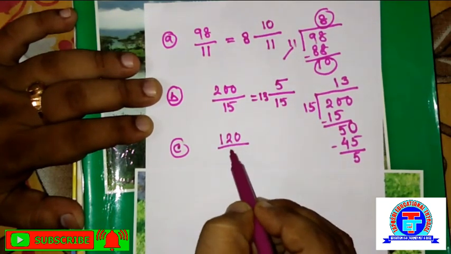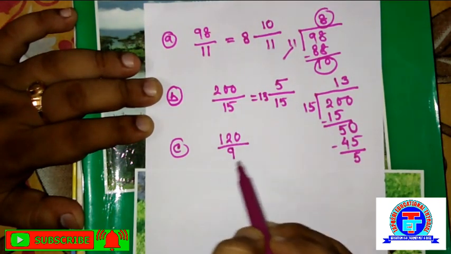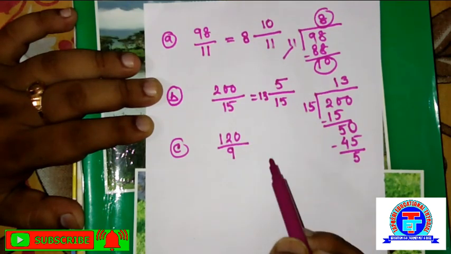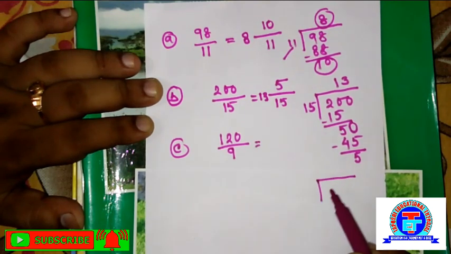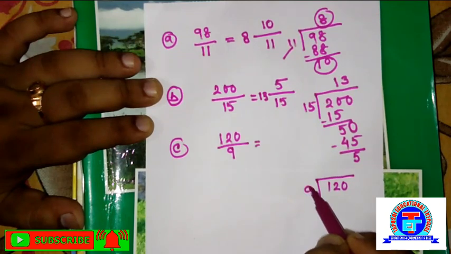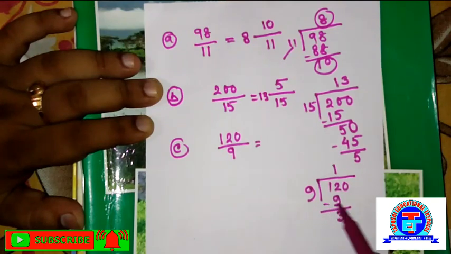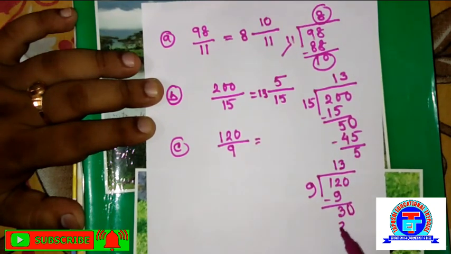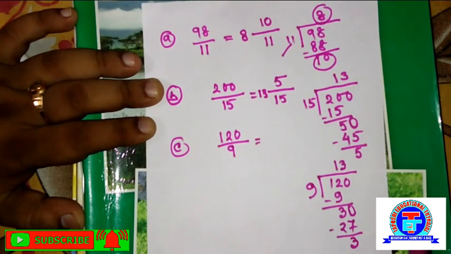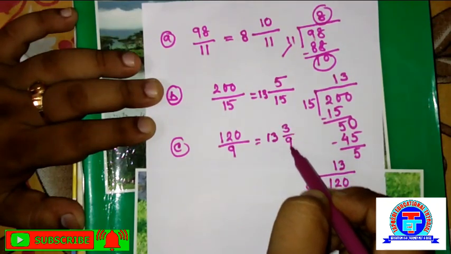120 divided by 9, right? So it is an improper fraction and now we convert it into a mixed fraction, the same way that we solved the previous problem. So we write here 120 and 9. So 9 times 1 is 9, and this gives 3. Okay, and bring down the 0. Now 9 times 3 is 27. 3 remains here, right? So we can write this as 13 whole 3 by 9.